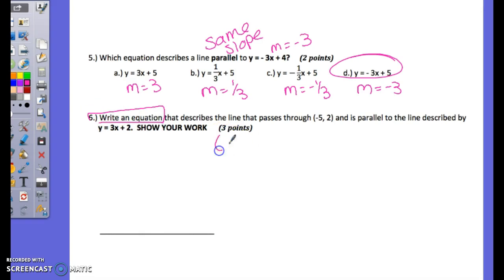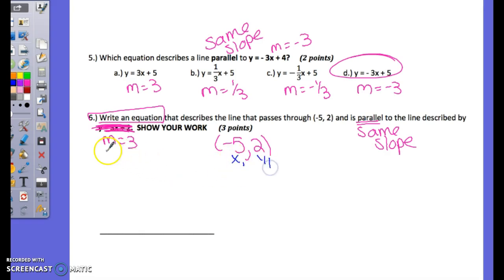Again, now we have the directions: write an equation that describes the line that passes through this point. We have the point negative 5, 2, and is parallel. So we know it has the same slope as this line. The slope of this line is 3. So our slope is 3. That's the only thing I care about from this. Now I have my point that was given, and I have my slope because it was the same. So I'm going to do the exact same process that I've been doing. I have my x1, y1, and I have my m right here.